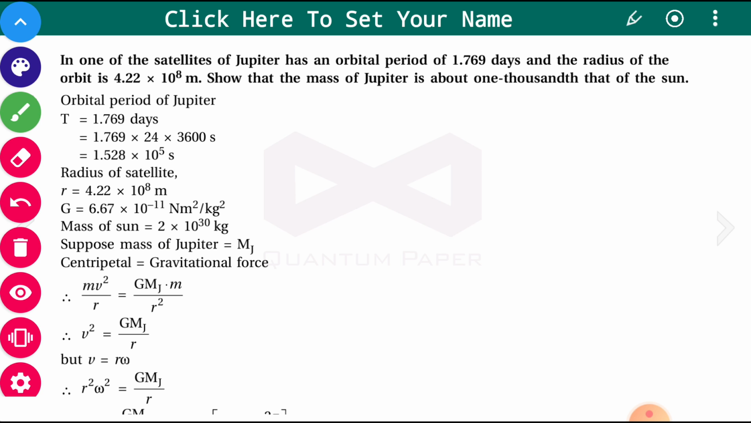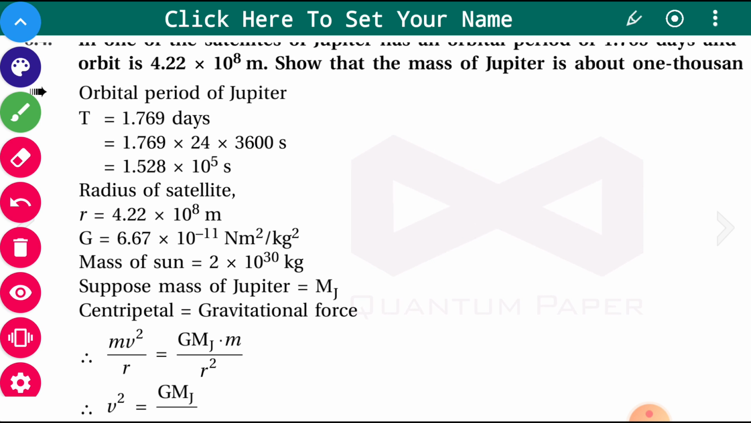Now see, the orbital period of the satellite is given, and that orbital period is 1.769 days. Now 1 day is 24 hours and 1 hour is having 3600 seconds, so it is converted into seconds. This is very easy. 1.769 into 24 into 3600, so you will get 1.528 into 10 raised to 5 seconds.